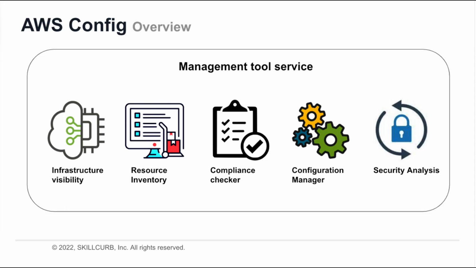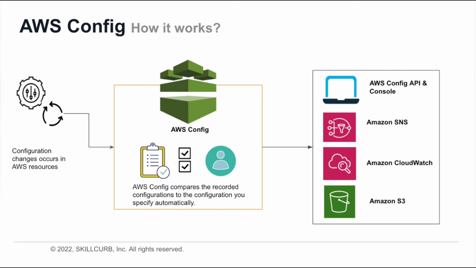AWS Config is a fully managed service tool that allows you to see the configuration of your whole AWS infrastructure. Let's see how AWS Config works. Configuration changes occur in the AWS resources. AWS Config also tracks the configuration changes that were not initiated by API.